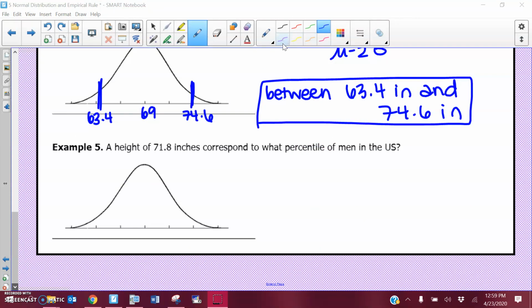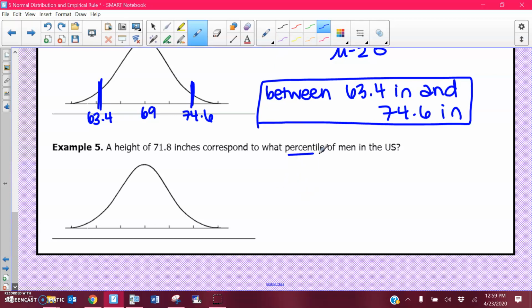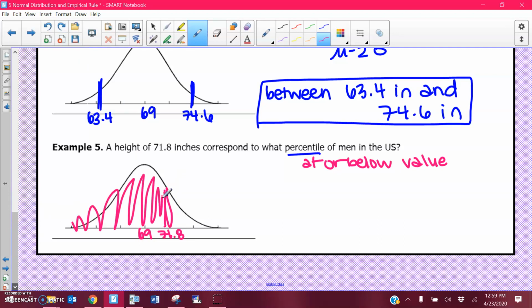So this last one says the height of 71.8 inches corresponds to what percentile of men in the US? Percentiles, remember, are the number of values at or below that particular value. So if I look for 71.8, again, the same one we've been doing, this was my mean, and this is 71.8. What I want to know is how many men fall this direction. Instead of going up, we're going down.